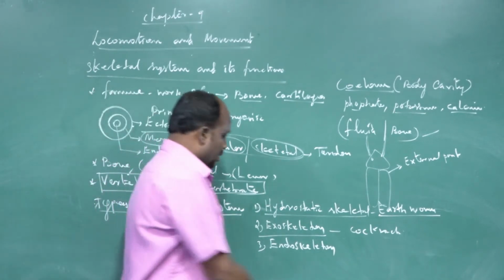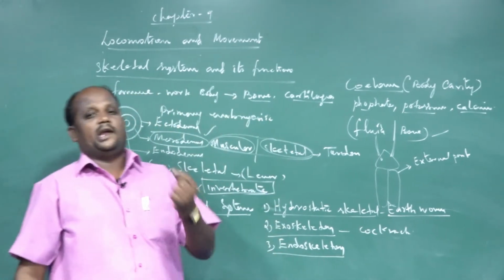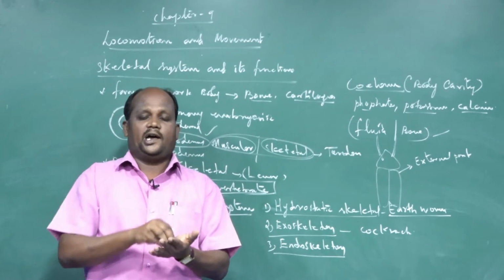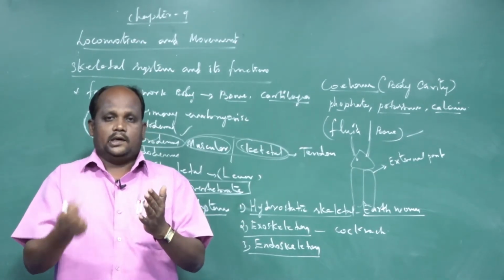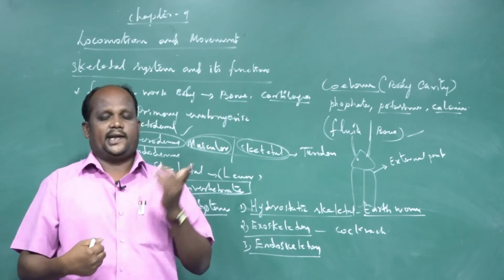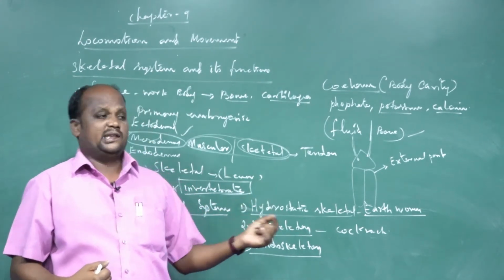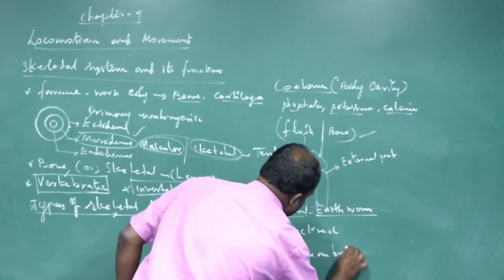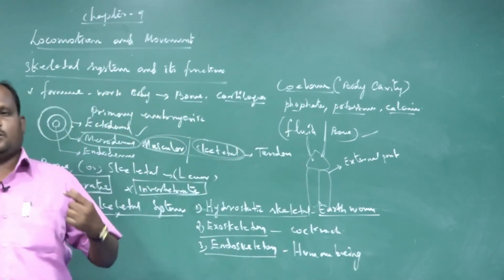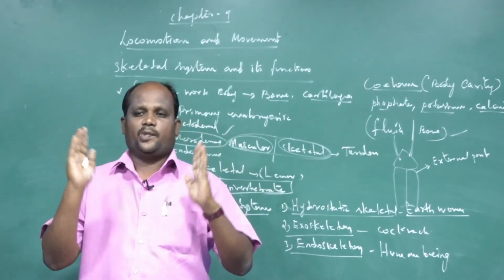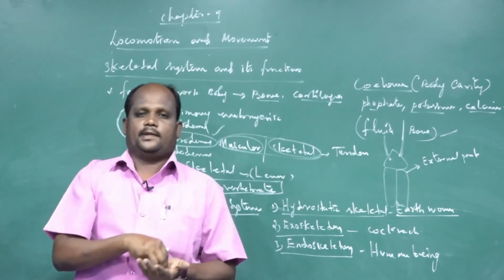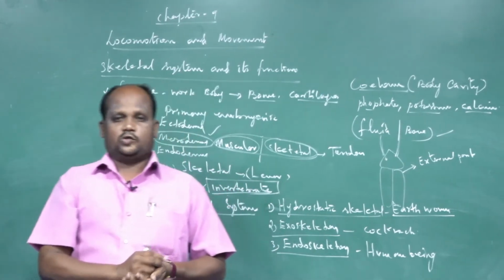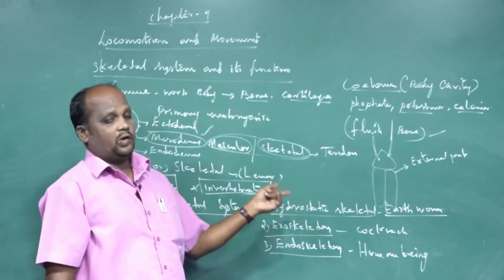Another one is endoskeleton. What is the name? Endoskeleton means the bone is present inside, in the internal part of the body structure. That type of skeleton is endoskeleton. Example, human beings. See, the human body is totally covered by skin. Inside is the presence of muscle, and inside that is the bone. That is called endoskeleton. What is the name? Endoskeleton.